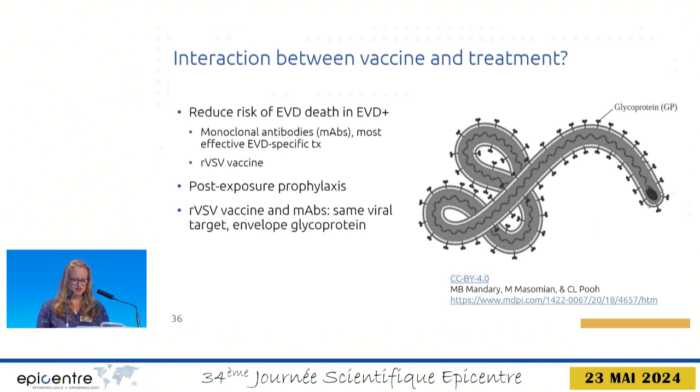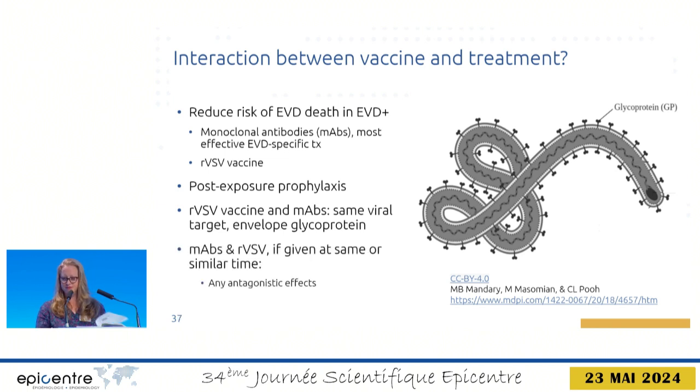Of note, the rVSV vaccine and monoclonal antibodies both share the same viral target, the envelope glycoprotein on the Ebola virus. Given this, if the vaccine and monoclonal antibodies were to be given at the same time or close together, it is not yet known if there would be an antagonistic effect. We looked at indications for this in our study. Let's look at what we found.